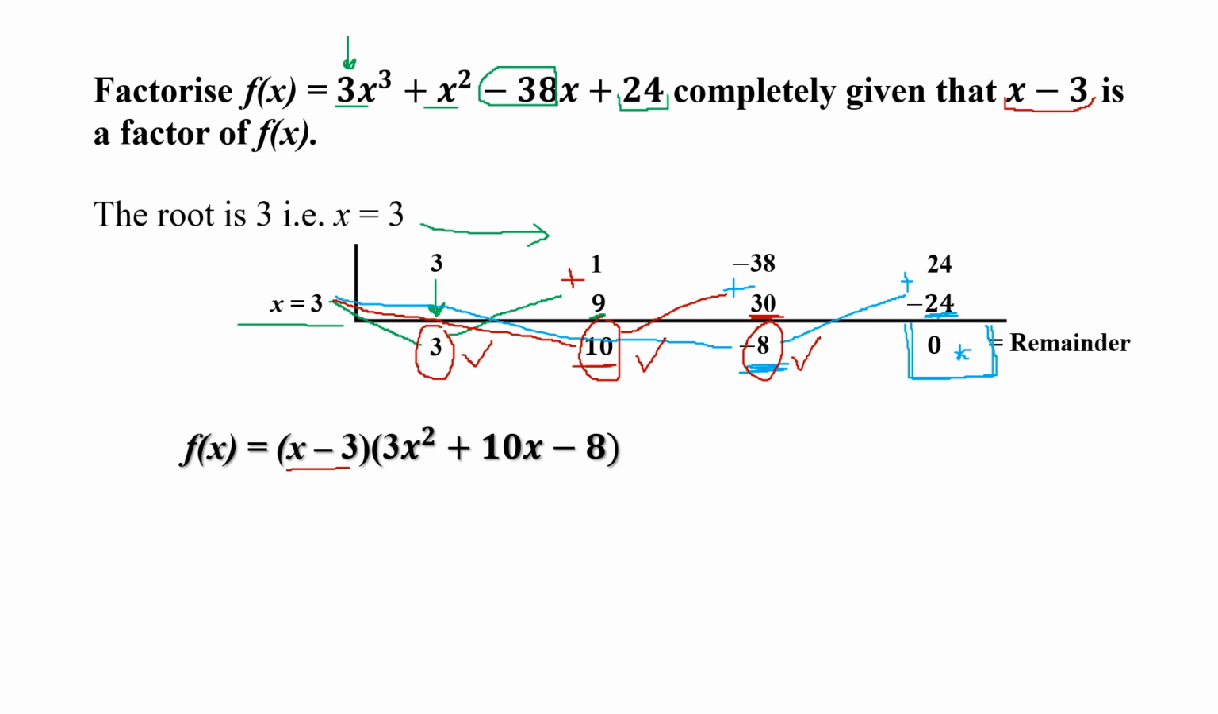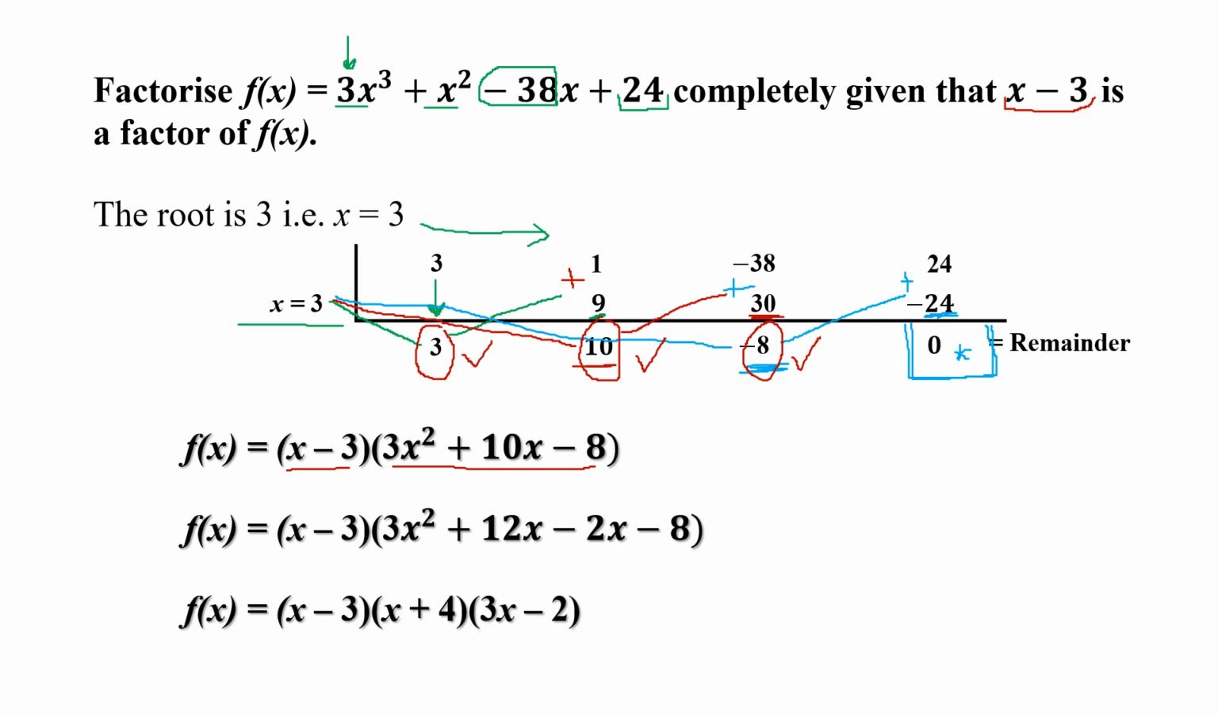Then from here we can factorize this further by just finding the factors of this quadratic expression. We are now factorizing a quadratic expression like this. The factors are 10x and minus 2x. Then let's factorize it completely. f of x is equal to x minus 3, times x plus 4, times 3x minus 2.